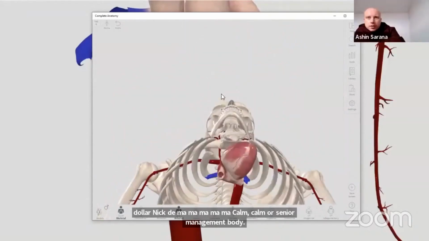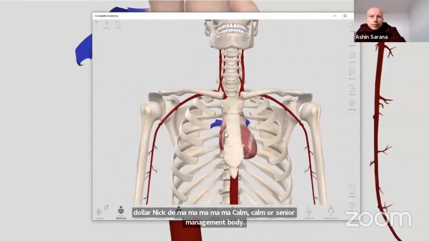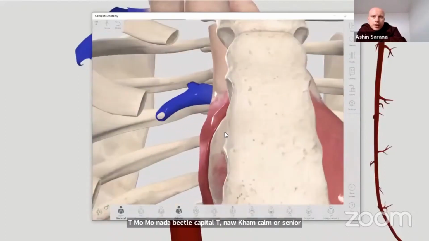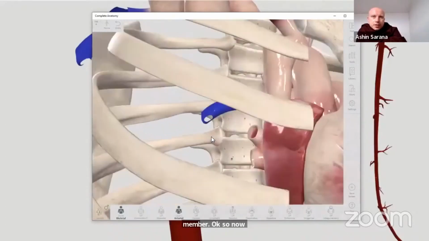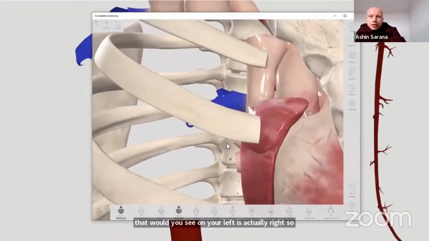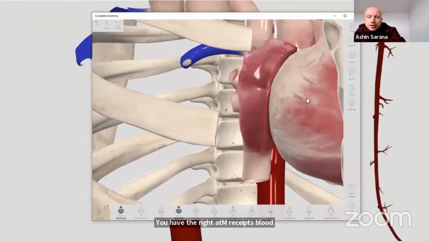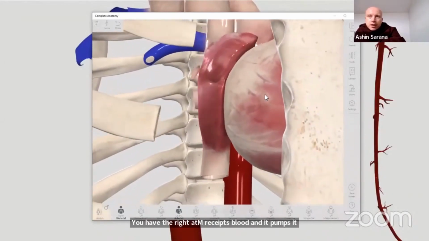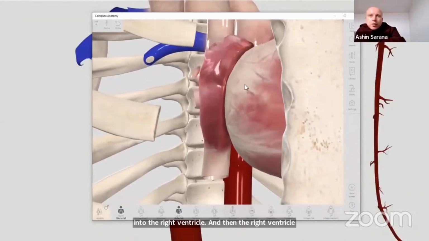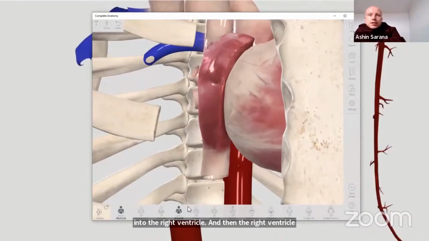Okay, so now what you see on your left is actually right. So over here, you have the right atrium receives blood and it pumps it into the right ventricle, and then the right ventricle will pump it out into the lungs.